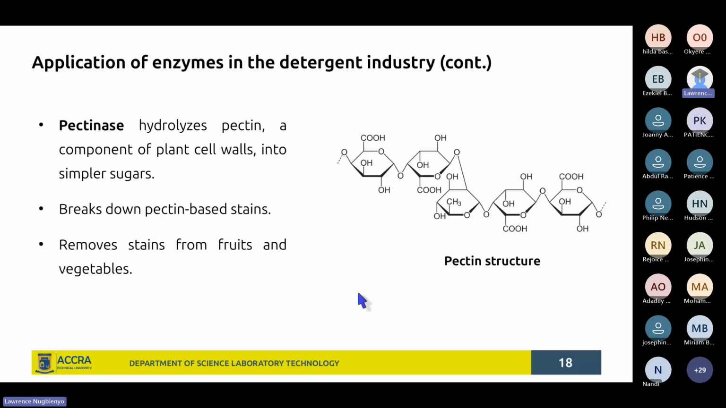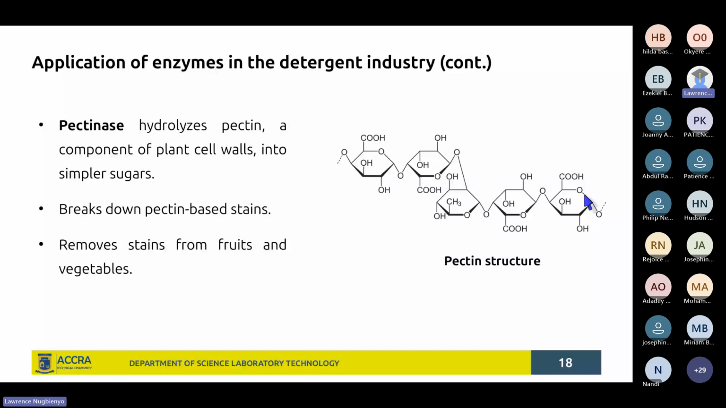Again, pectinase, which we saw in the textile industry, is here again being used in the detergent industry. Just the same way it is used in, say, the process of scouring in the production of these fabrics, pectinase hydrolyzes pectin. And you see pectin is also such a polysaccharide.